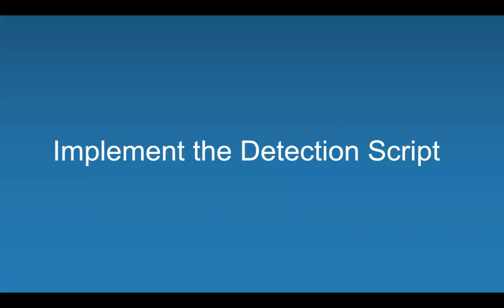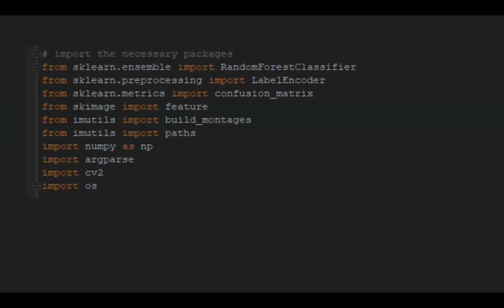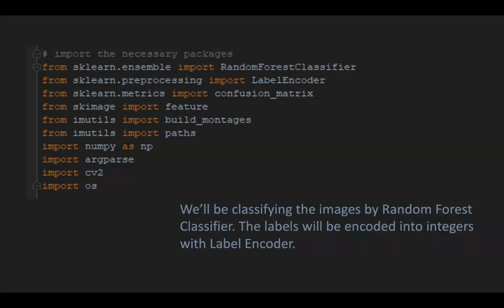Okay, so first we'll talk about how to implement the detection script. Here I've listed the imports that I've used further in the project. Here we will be classifying the images using something called a random forest classifier. This is the algorithm that I used to solve this problem. There are many algorithms like this available for a specific problem, so you don't have to use the same algorithm. You can implement any other algorithm available to solve the same problem, and you can even tweak the algorithm to increase the accuracy of the results.